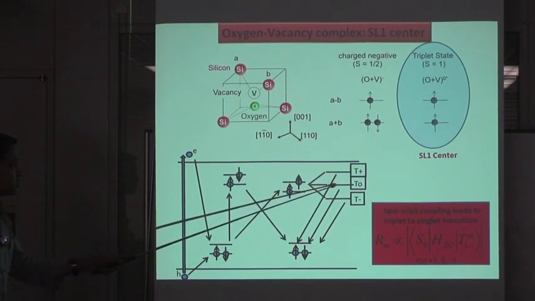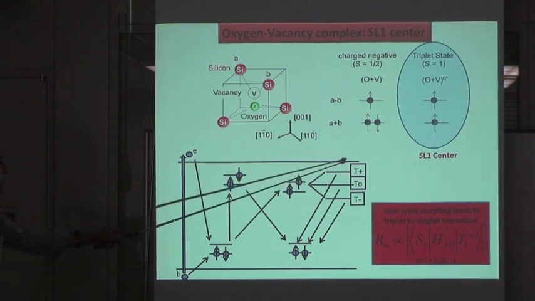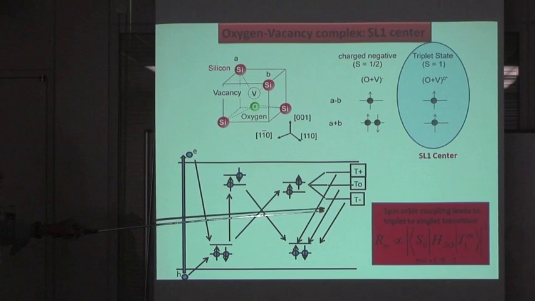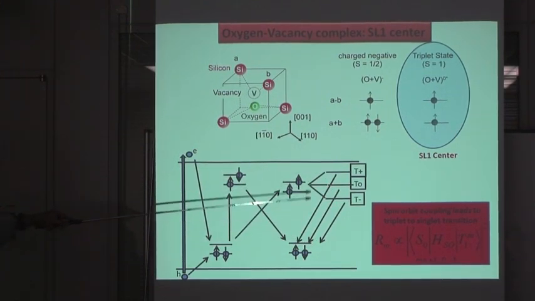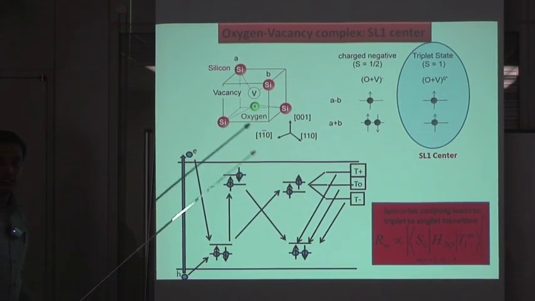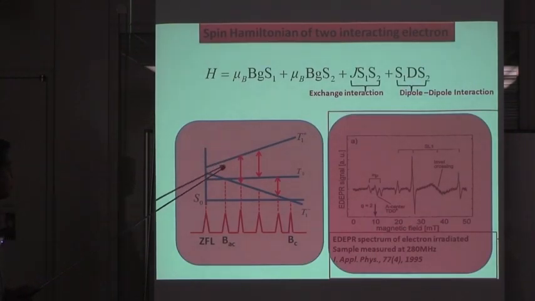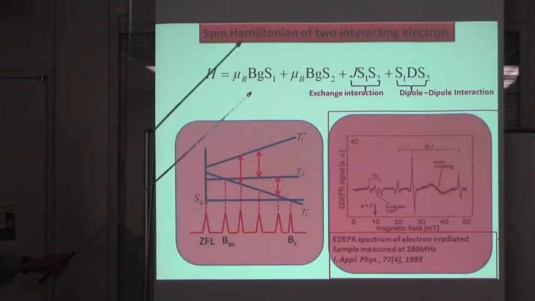Here I show you that in the presence of a magnetic field, this triplet level will be split, and they have different recombination probabilities from these levels. And if you play around with this using radio frequency, then you can change the recombination probability, and that will result in a change in the conductivity of the sample. So generally, this is what the signal will look like if you measure just the EDMR of the SL1 center.